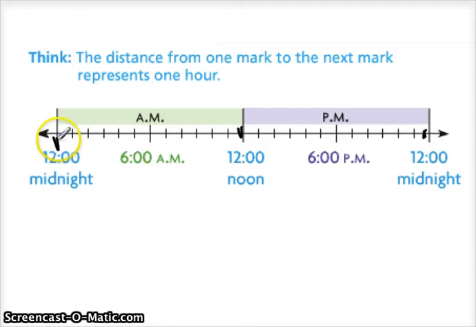12 midnight is the time where night changes into morning, and this happens when you're sleeping. So these are considered the morning hours, and we represent them with the initials AM.